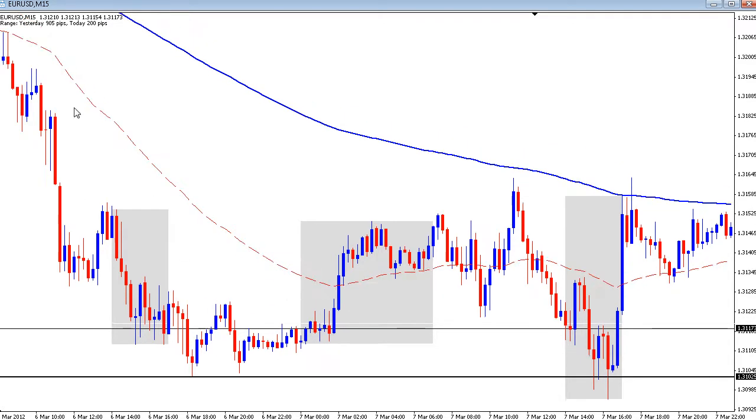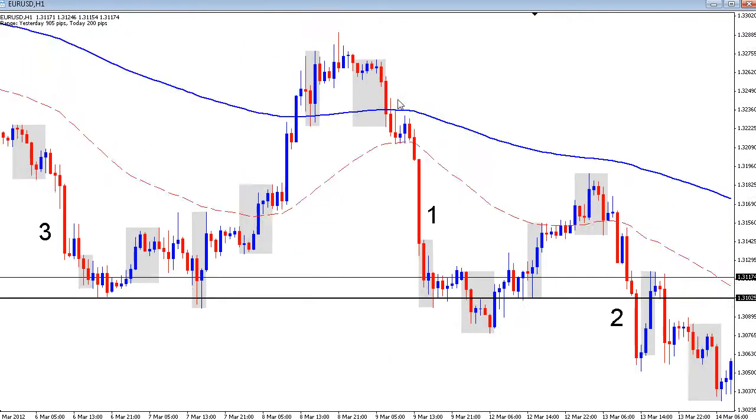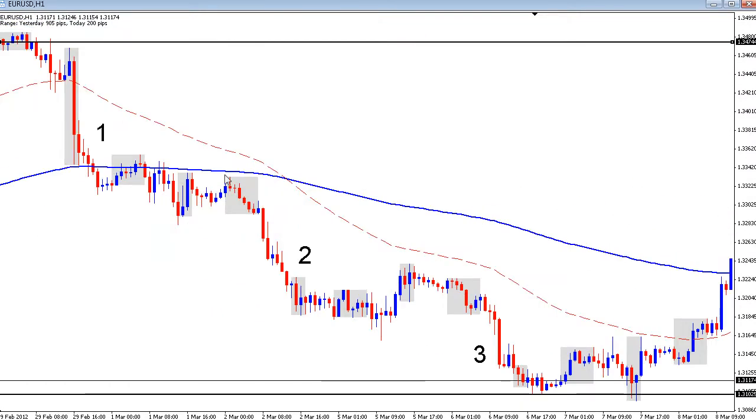And so smart money, they've been driving the price down. Again, they drove the price down here in 3 cycles to the downside.